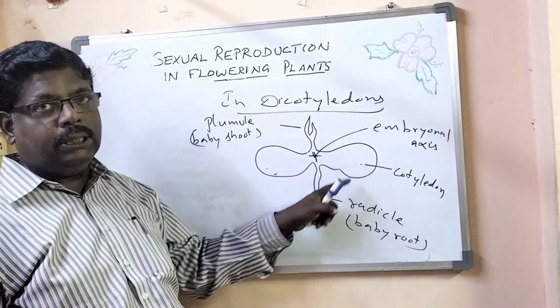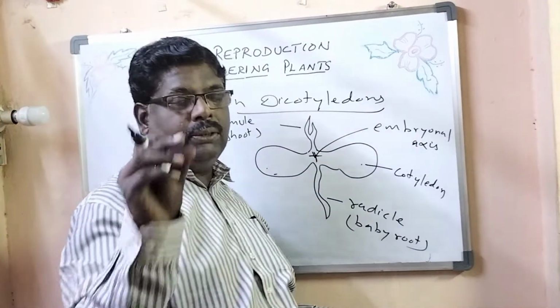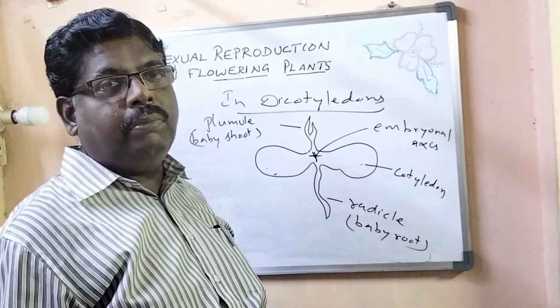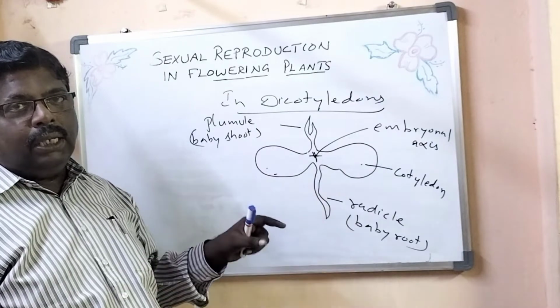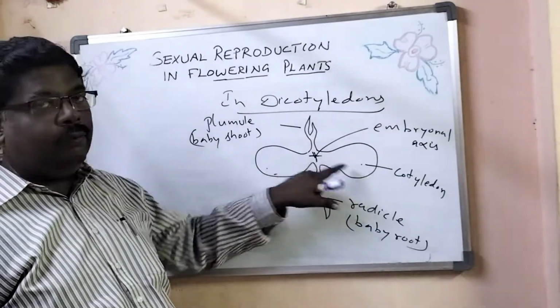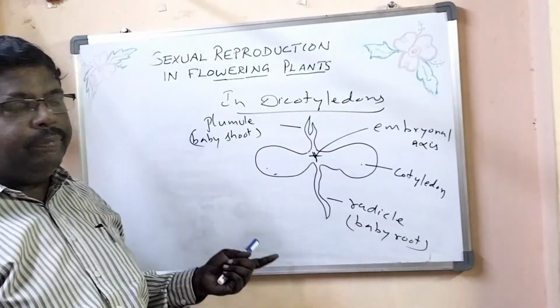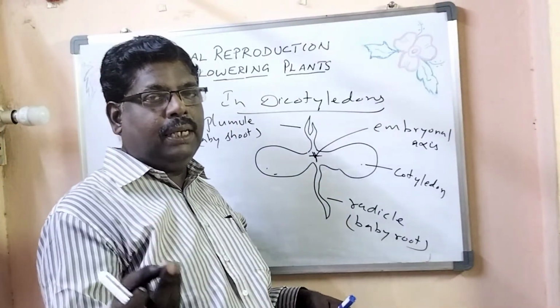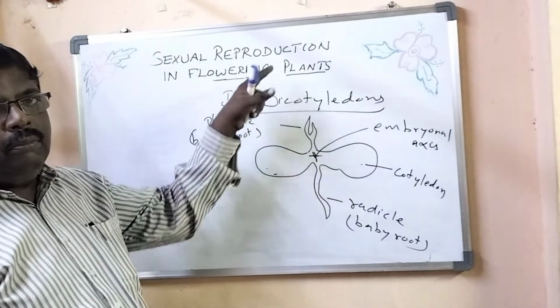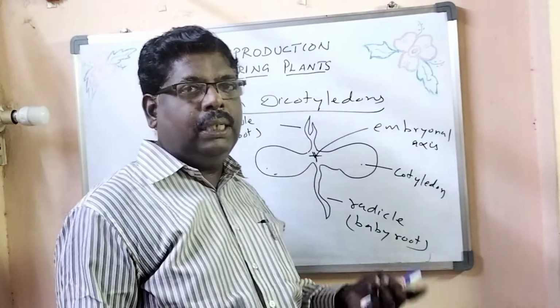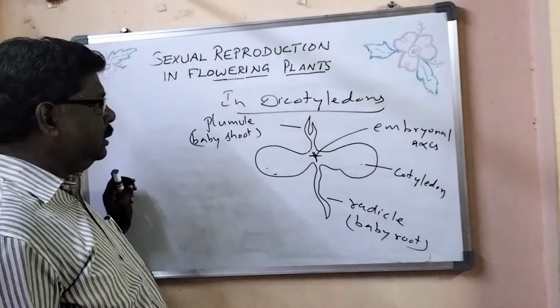It has two cotyledons. Cotyledons are seed leaves. Cotyledons will be very thick because of the reserve food material. As the plants start growing, all the food material from these cotyledons will be used up. Later on, the cotyledons will dry and fall off. Afterwards, this plumule will grow and the leaves will start doing photosynthesis.